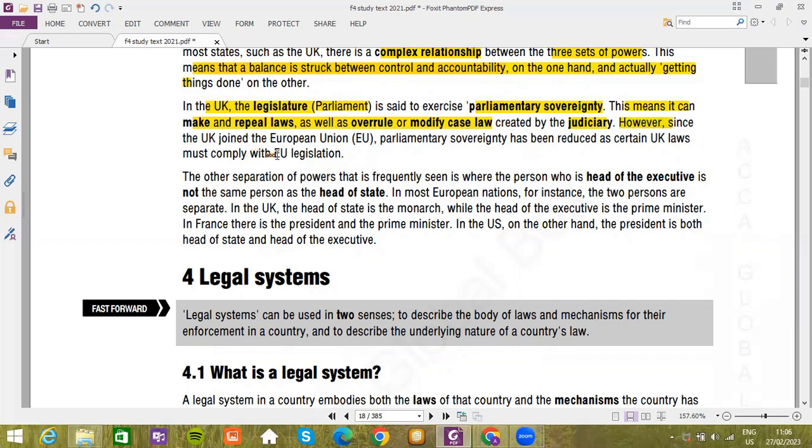However, since the UK joined the European Union, parliamentary sovereignty has been reduced, as certain UK laws must comply with EU legislation. Once the EU had entered, Parliament lost this exercise. It cannot do it because some of the UK laws have EU legislation within them.